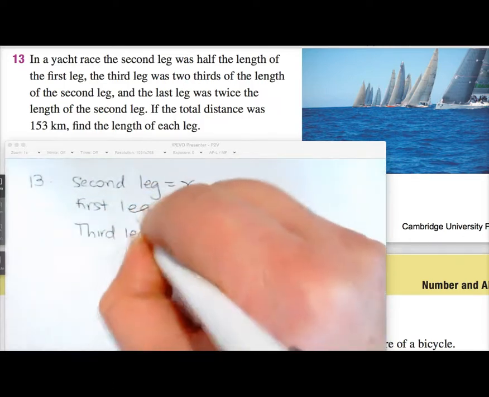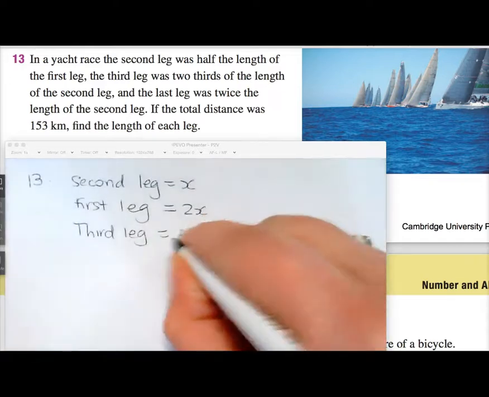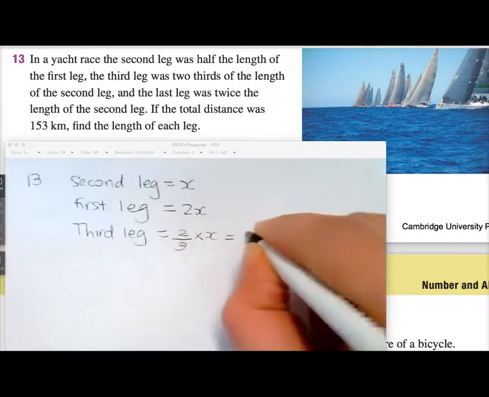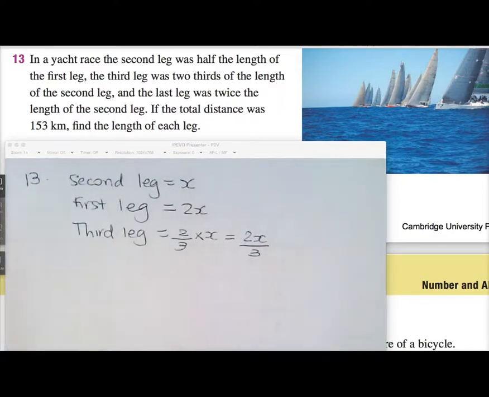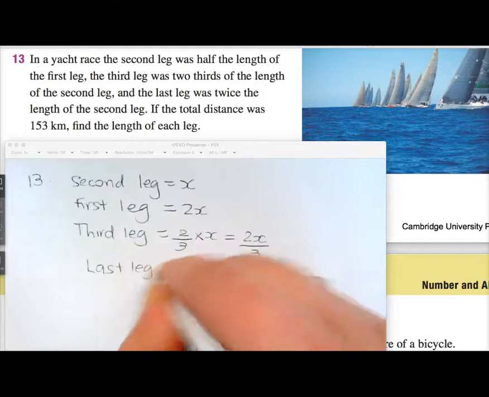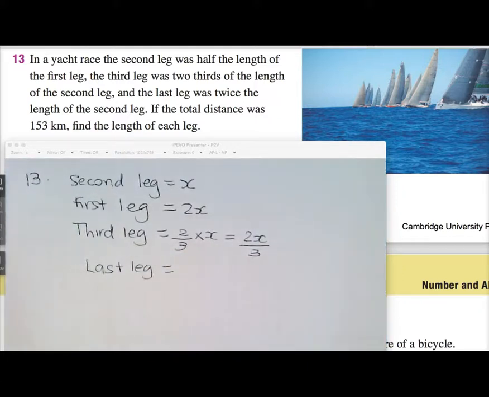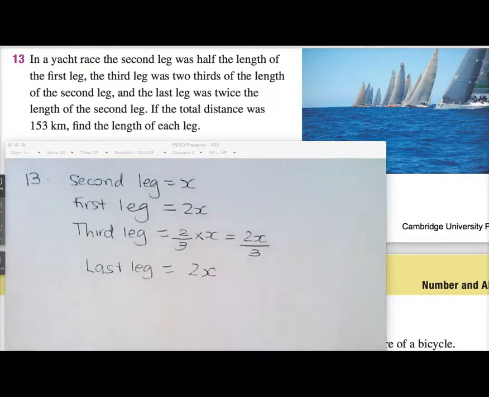And the third leg, that's the last leg. The third leg was 2/3 of the second. So it's 2/3 of x, which is 2x on 3. And the last leg, there's a fourth leg, was twice the length of the second leg, 2x. And the total distance is 153.